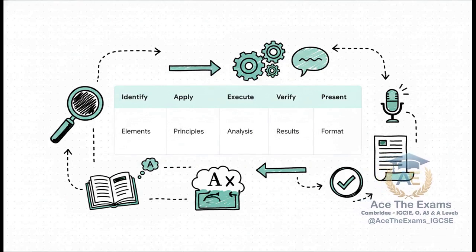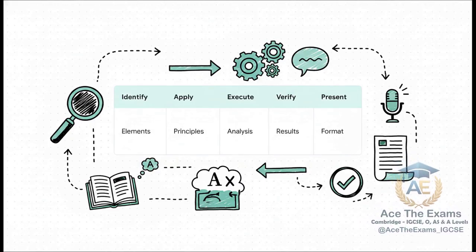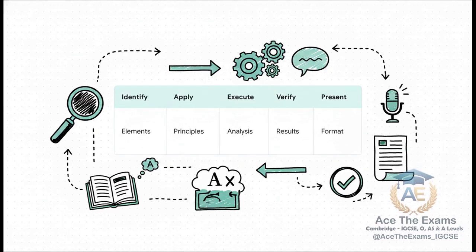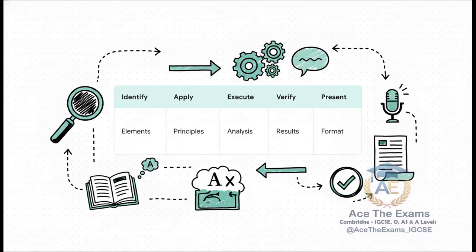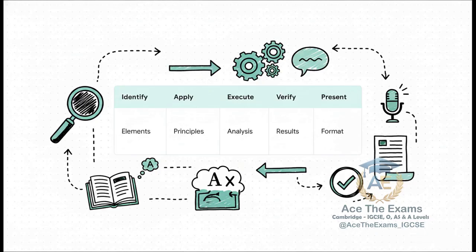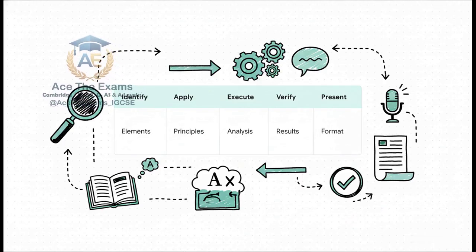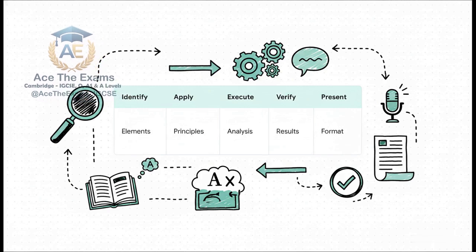Let's walk through it. First, identify key elements. What exactly is the stimulus material telling you? Second, apply principles. You aren't just summarizing here, you are actively bringing in specific Afrikaans grammatical frameworks or syllabus themes to process the text. Third, execute analysis. Verbally map out the why and how out loud. Fourth, verify results. Does your conclusion actually make sense given the specific context? And fifth, present format. Deliver it with absolute clarity. Running every single response through this exact sequence eliminates panic and replaces it with a highly profitable, repeatable algorithm.